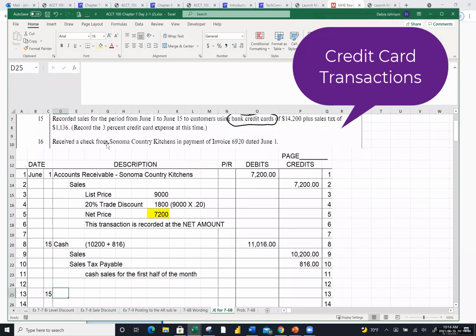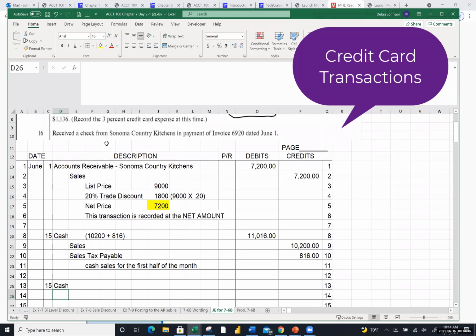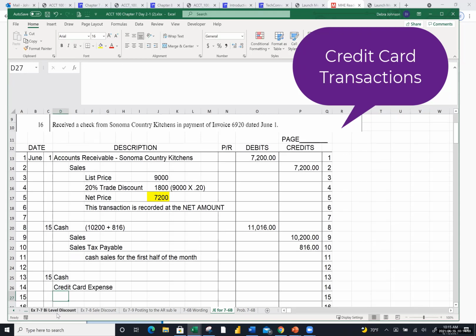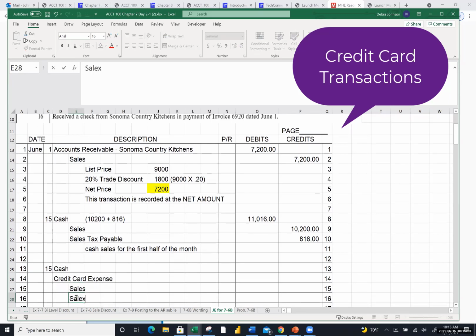And then we'll go back and we'll fill in the numbers. So bank credit card transactions, you get cash up front. I don't know how much yet, but I know if it's a bank credit card, I get cash up front. But there's also a bank fee expense. I think your book just calls this credit card expense. And then, like all transactions, there will be sales and sales tax payable if you're selling to the end user.